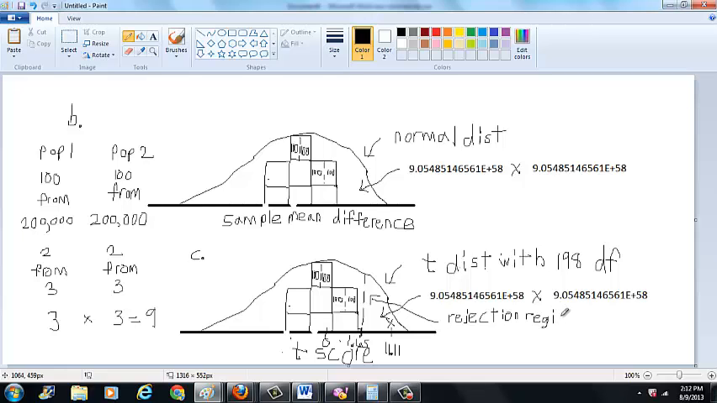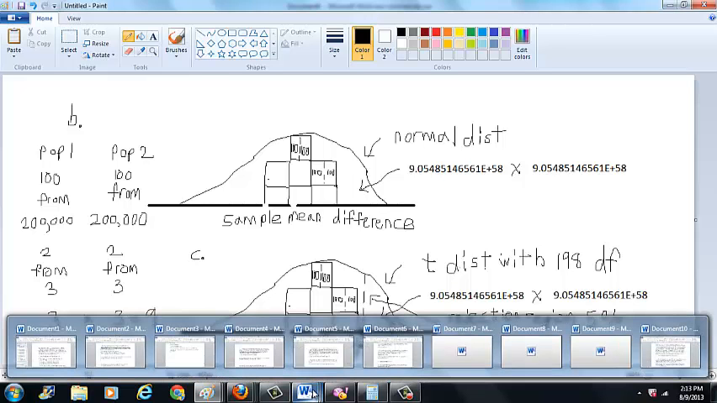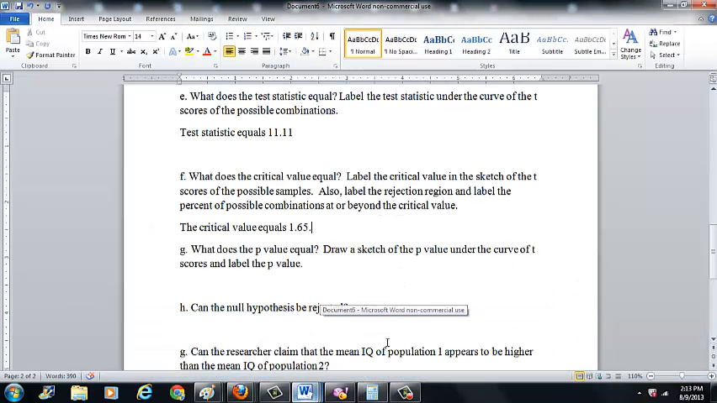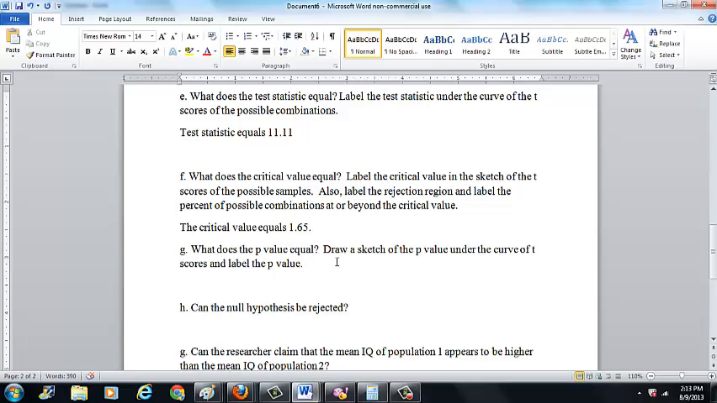We're doing a one-tailed test because of our alternative hypothesis in part A, which means that the entire 5% of the rejection region is in this one tail of the curve. So it's a 5% rejection region. What does the p-value equal?